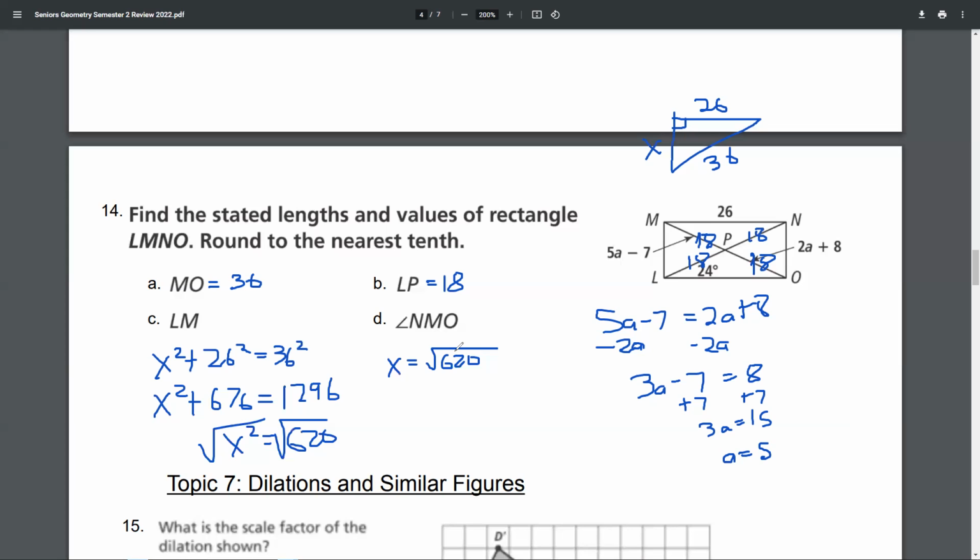We need to look for perfect squares that go into 620 if we want to reduce it. Oh, no, it says round to nearest tenth place. So we can just put that in our calculator and round it. So the square root of 620 is just going to be 24.9. So the length of LM here is 24.9. And that's part 6 of the review.